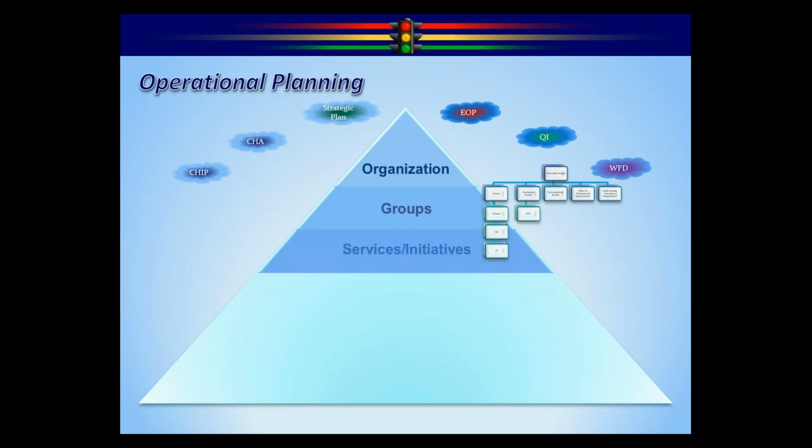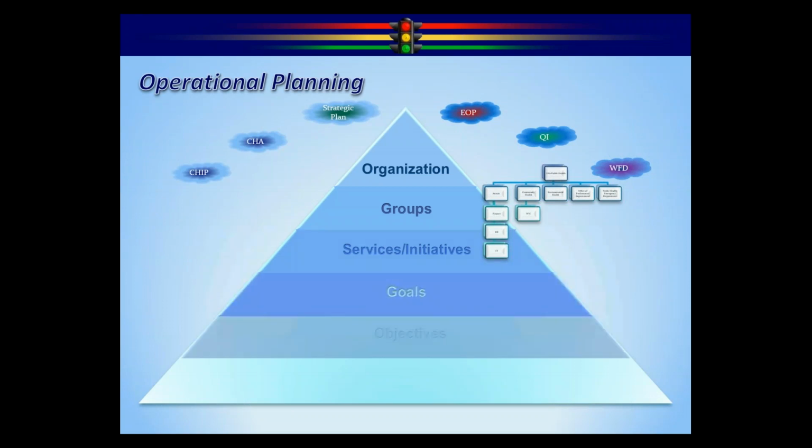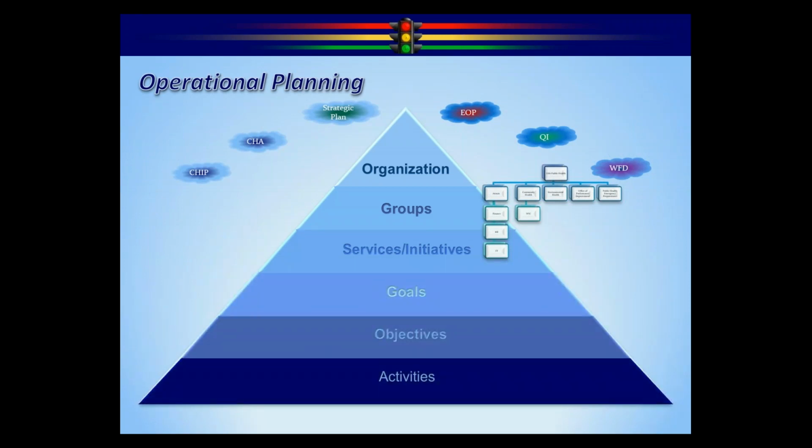Under the groups, each group has a set of services or initiatives. Services are ongoing things that you're doing. I use the example of WIC as a service. It's an ongoing thing that's been going on forever here. Initiatives are new things that you're planning on working on in the future. Under each service and initiative, you have a set of goals. Under each goal, a set of objectives. Under each objective, a set of activities. So you're going to see how the pyramid gets pretty wide at the bottom here.